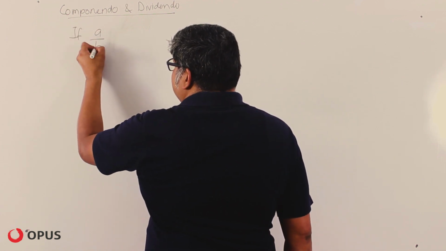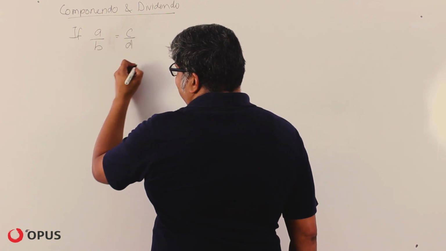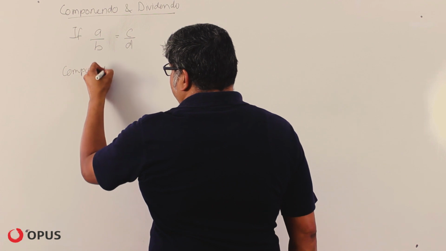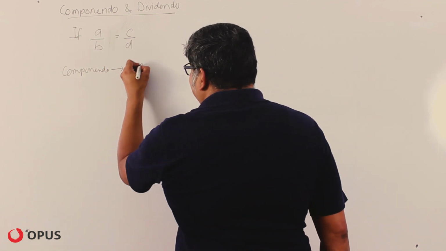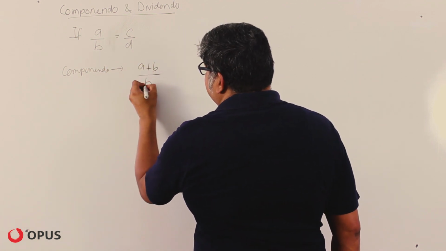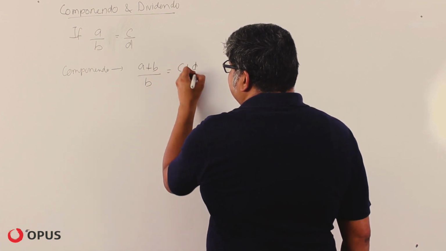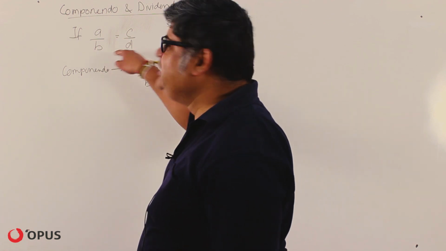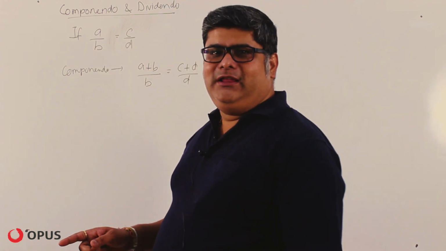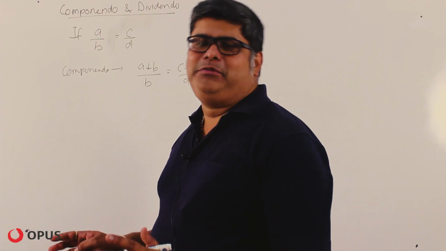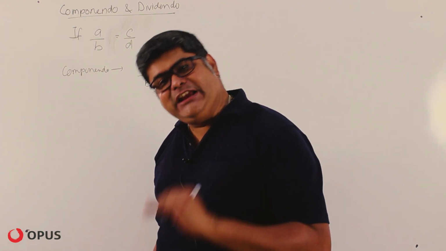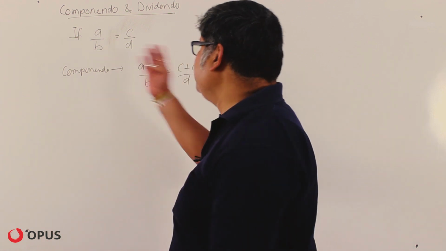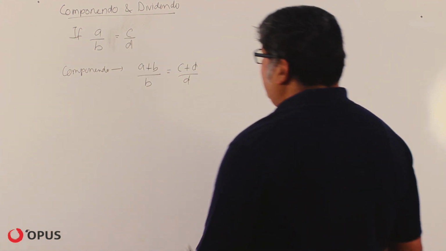Now, if A by B is equal to C by D, then if you apply componendo, it becomes A plus B over B is equal to C plus D over D. And whenever we see that two ratios are equal to each other, we call them proportion. They are proportional to each other. Now, componendo is this.